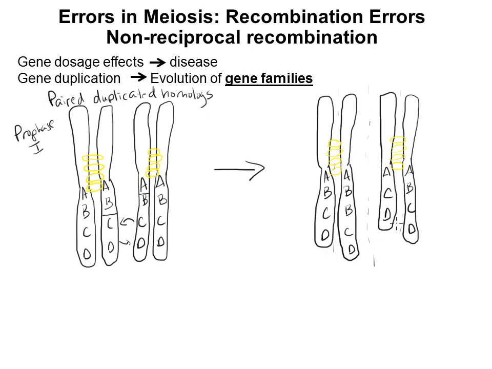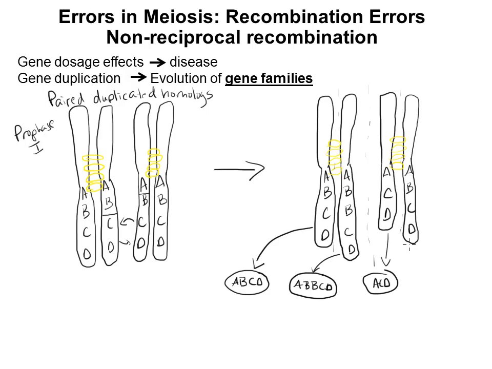And so each of these chromatids is going to end up in a different gamete. So if we just write down what genes are going to be present, let's say these are eggs, right? This chromatid ends up in this egg, and genes A, B, C, and D are present. This chromatid ends up in this egg, and so this egg has A, B, B, C, D. This chromatid ends up in this egg and only has genes A, C, and D from this chromosome, and this chromatid ends up in this egg, right?